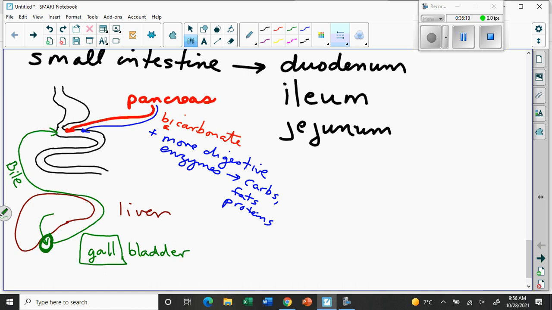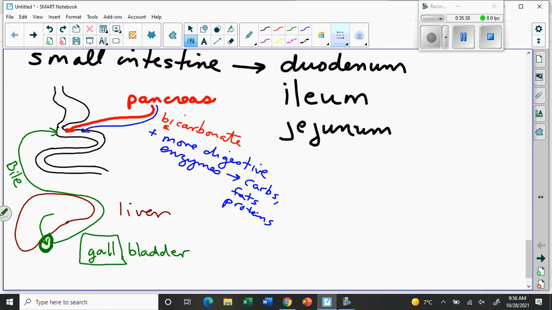So gallstones can be fairly serious. And sometimes people have to have their gallbladder completely taken out if the gallstones get too out of control. And what's interesting is that you can live without a gallbladder fairly normally.